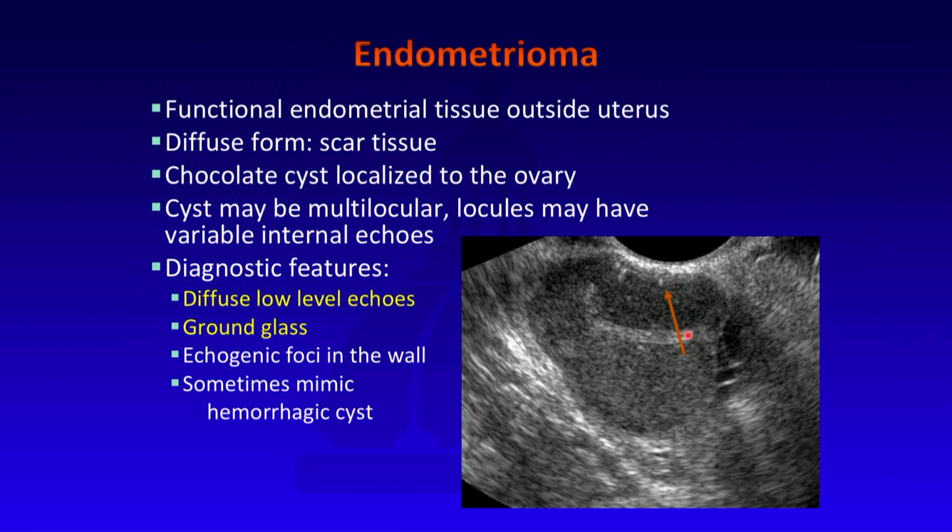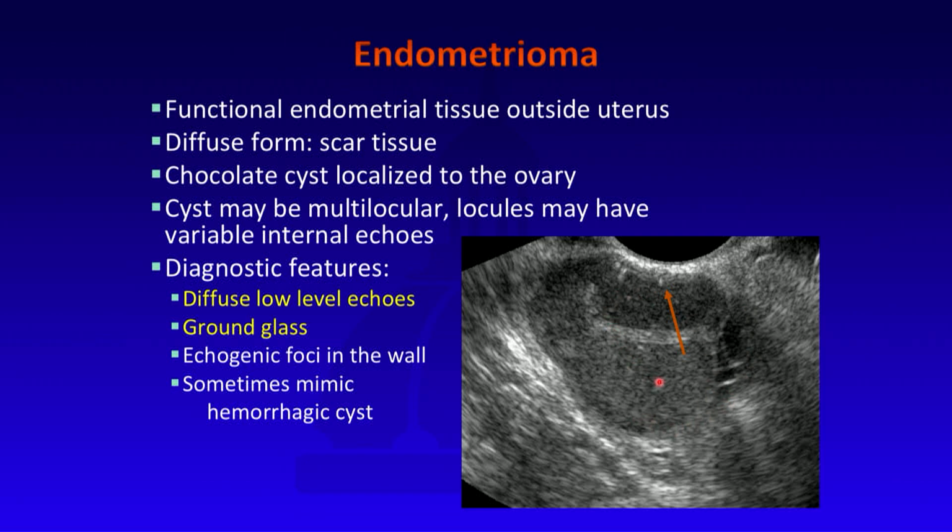Now, the next thing you can diagnose with certainty is endometrioma. We talked about endometriosis in the last lecture. This is basically functional endometrial tissue outside the uterus, and this time it's going to be on the ovary. These are what you used to call the chocolate cyst. The cyst can be uni- or multilocular, but there is an important diagnostic feature to recognize. First of all, the term for these is either diffuse low-level echoes or ground glass appearance.